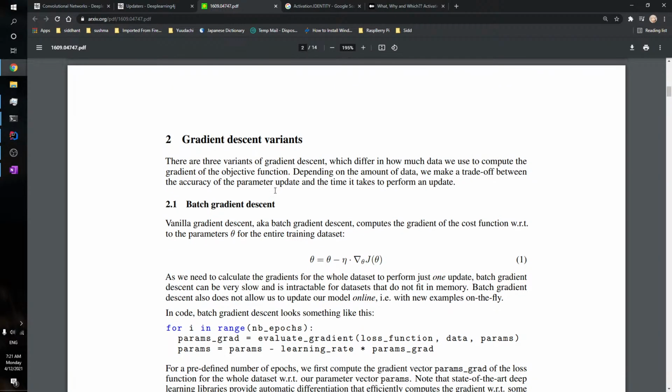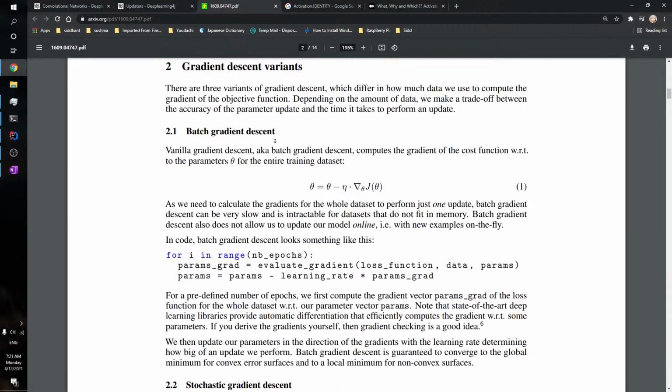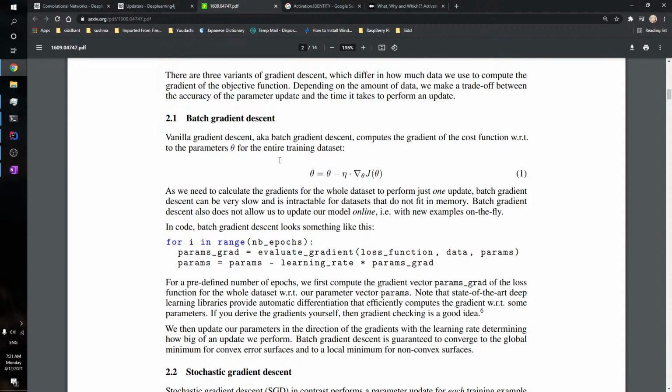Vanilla gradient descent, aka batch gradient descent, computes the gradient of the cost function with respect to the parameters theta for the entire training data set. For i in range nb_epochs, so the number of epochs, I believe.